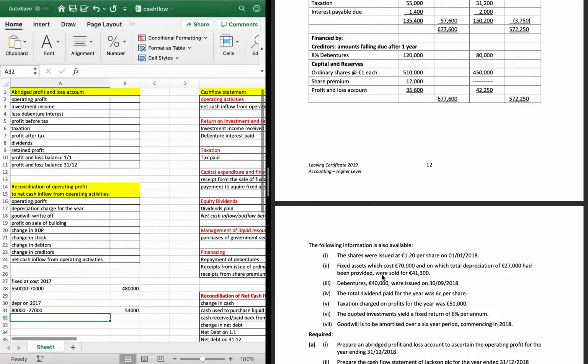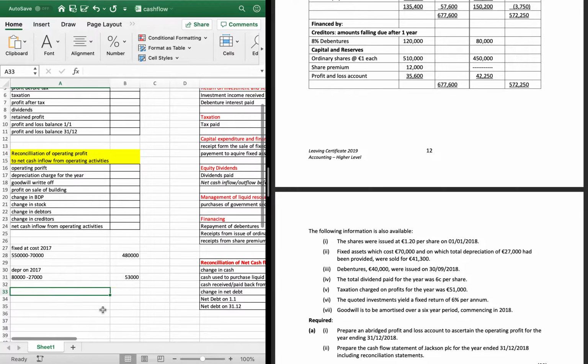And then the next thing I'm always going to work out is the profit or loss on the sale of the asset, done in its normal way. The value of the thing we sold was 70 minus 27, which is 43,000. We received 41,700. So therefore we made a loss of 1,300.